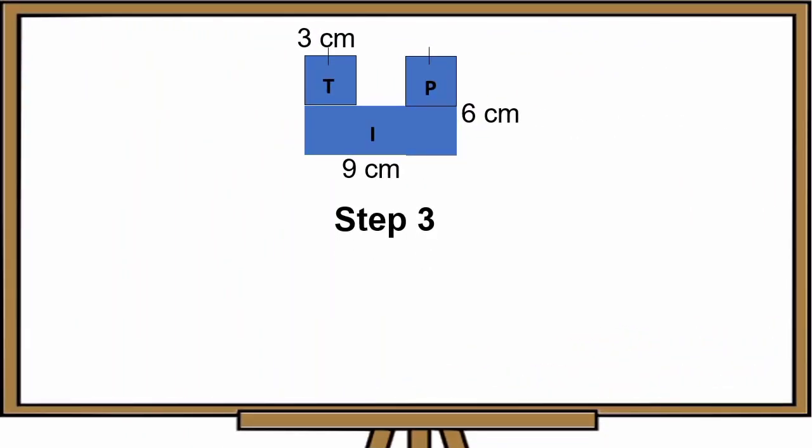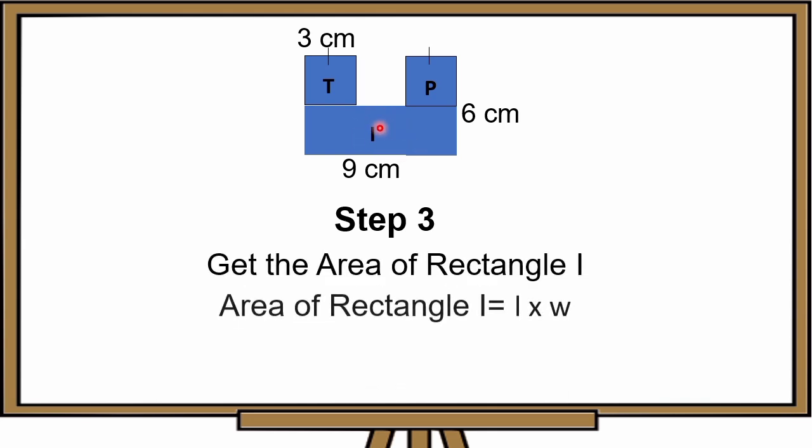For our step 3, now we are done in getting the area of square T and square P. Now it's time to get the area of our rectangle I. And the formula in finding the area of rectangle is equals to length times width. Now let us determine first what is the measurement of this side. So kung ang kabuuan nito ay 6 centimeters, isasubtract natin si 3 centimeters from 6 centimeters.